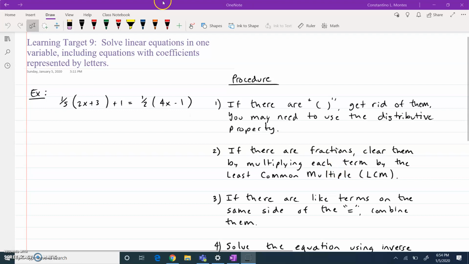Alright guys, and we're back for a second example on this learning target.